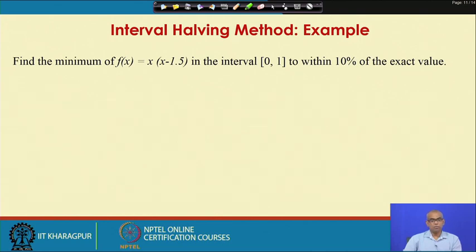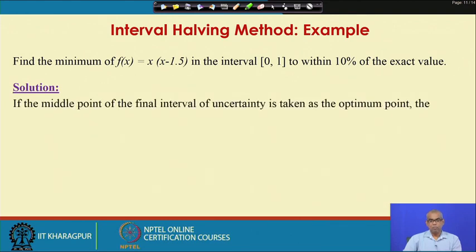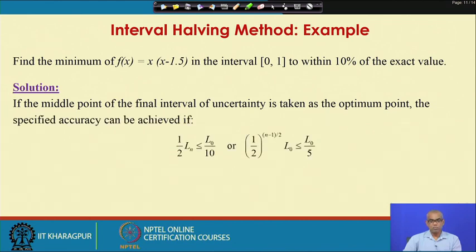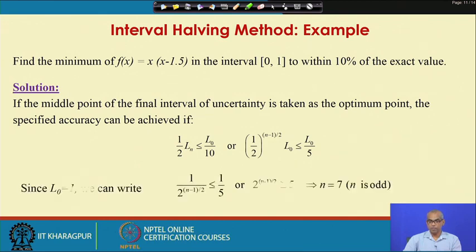So, let us consider another example. Find the minimum of f(x) equal to x(x minus 1.5) in the interval 0 to 1 to within 10% of the exact value. If the middle point of the final interval of uncertainty is taken as the optimum point, the specified accuracy can be achieved if (1/2) Ln is less than or equal to L0 by 10, or (1/2) to the power (n minus 1)/2 into L0 is less than or equal to L0 by 5.